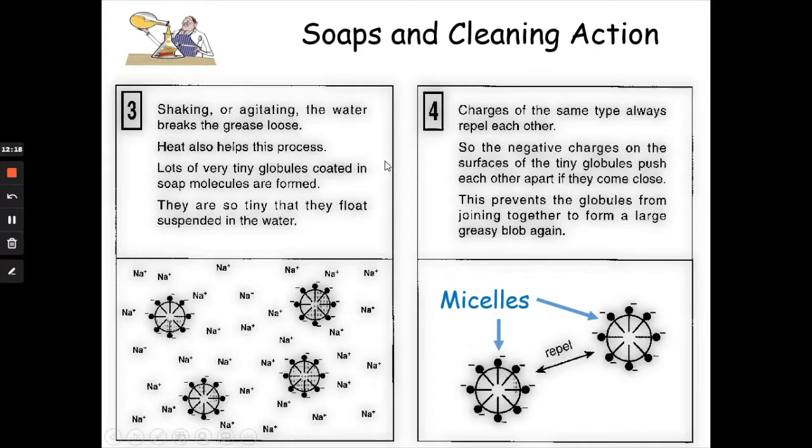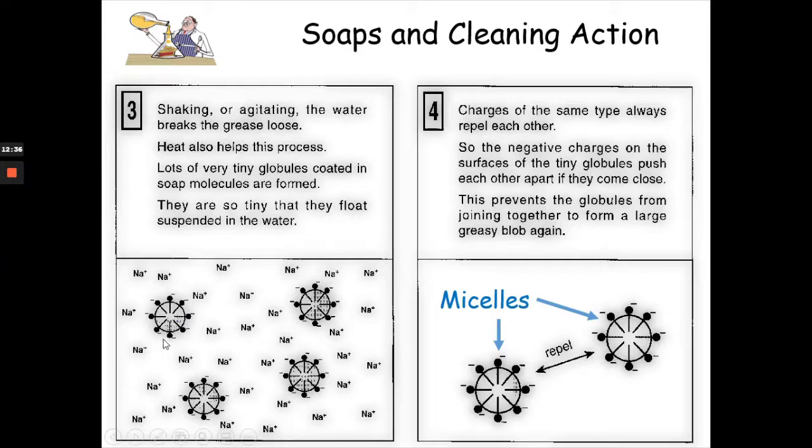So heat and agitation allow us to break the grease into lots of very tiny globules coated in soap molecules. And these little globules are so tiny that they float suspended in the water.